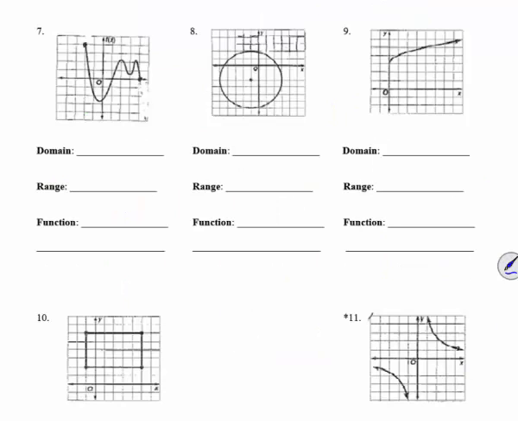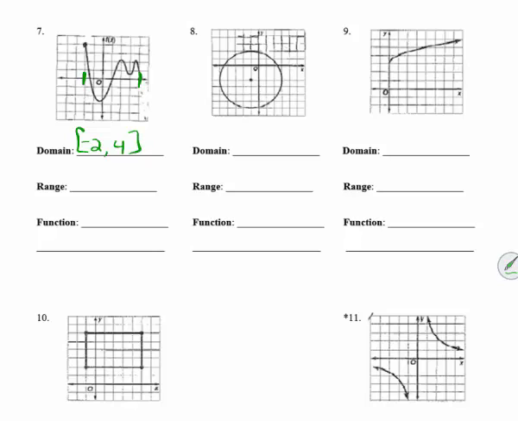So number 7. Right, so first thing I need is my farthest to the left, farthest to the right. I don't have any arrows, so I know it's not going to be infinities. So this is going to be negative 2, and this is over at 1, 2, 3, 4.